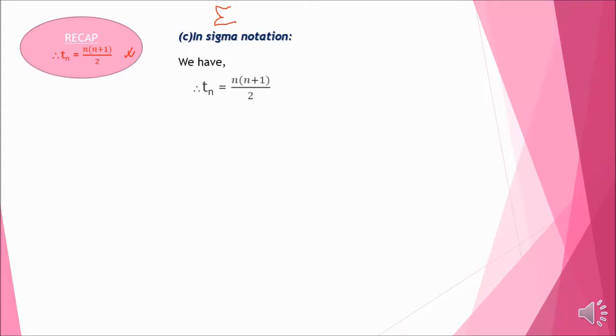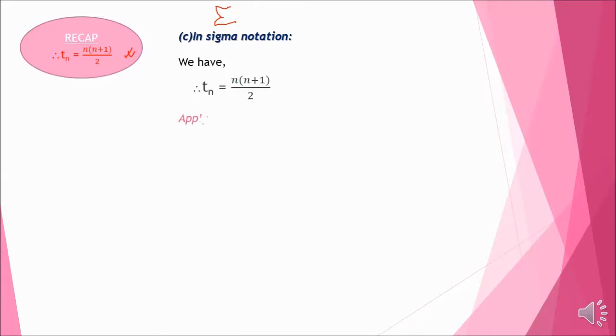Now, recap. It's a recap because we have just moved to another slide. Up to now we have found only Tn, and we have drawn one figure. Now see, in sigma notation or summation sign, we are going to apply this notation. Our Tn is equal to n plus 1, which we calculated on the previous slide.